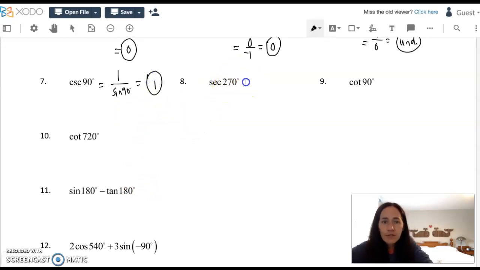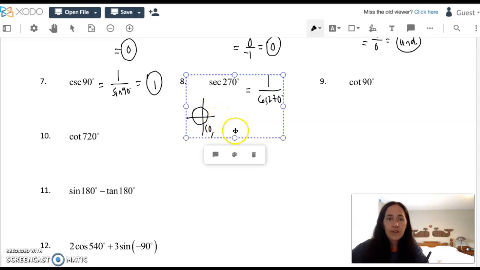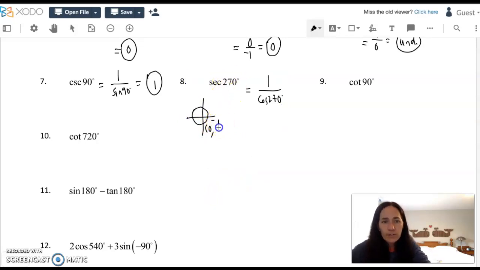Secant of 270, we need to flip the cosine of 270. If I can remember, so I don't have to keep flipping back up, down at 270, the x value is going to be 0 there, and that's what really matters. In this case, we'll say for that one, 0, negative 1 are your coordinates at 270, but flipping 0 is not going to fly. We'll go undefined for that one.